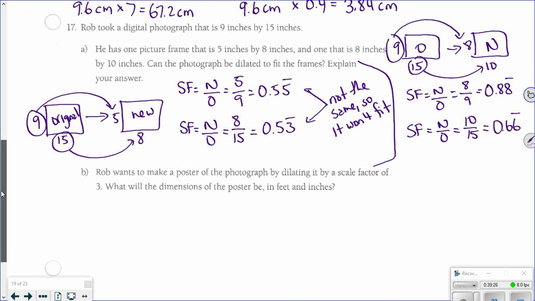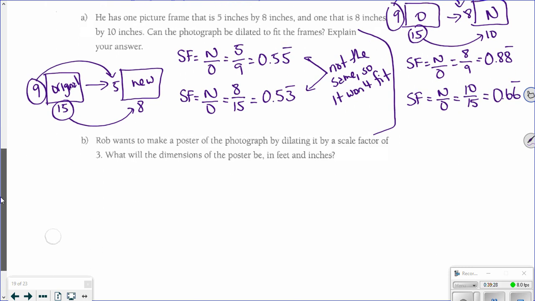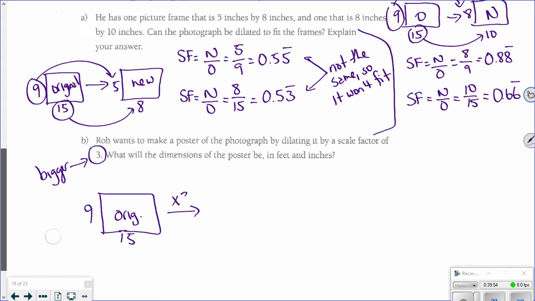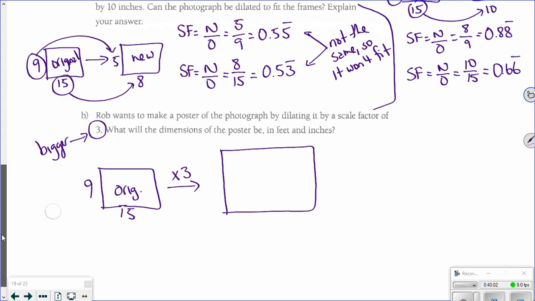The second part of this says Rob wants to make a poster of the photograph by dilating it by a scale factor of 3. What will the dimensions of the poster be in feet and inches? So scale factor of 3, 3 is bigger than 1, so it should get bigger. So we've got our original. That's 9 by 15. And we want to increase it by a scale factor of 3 to get a bigger poster size.